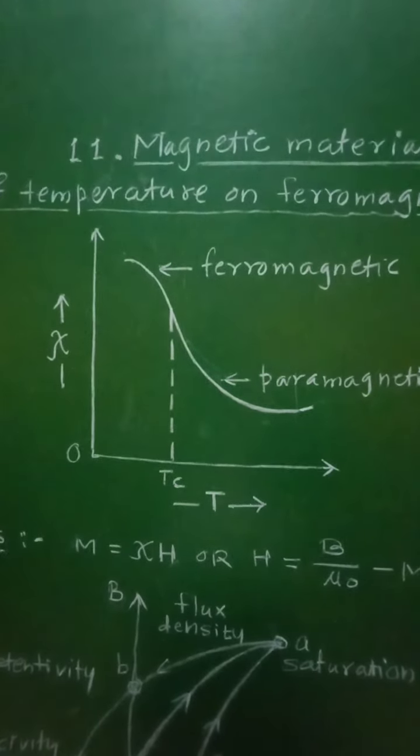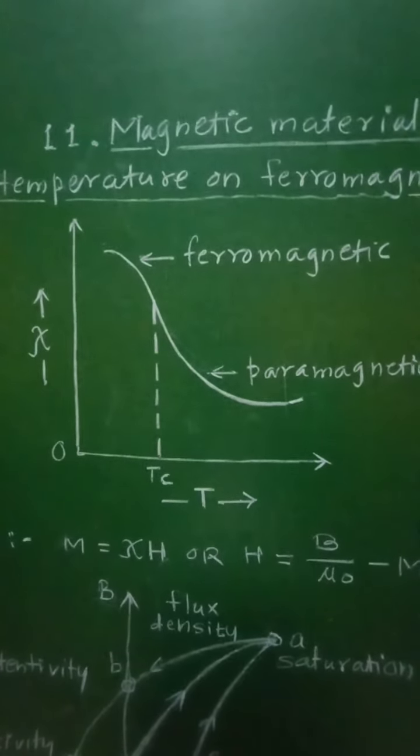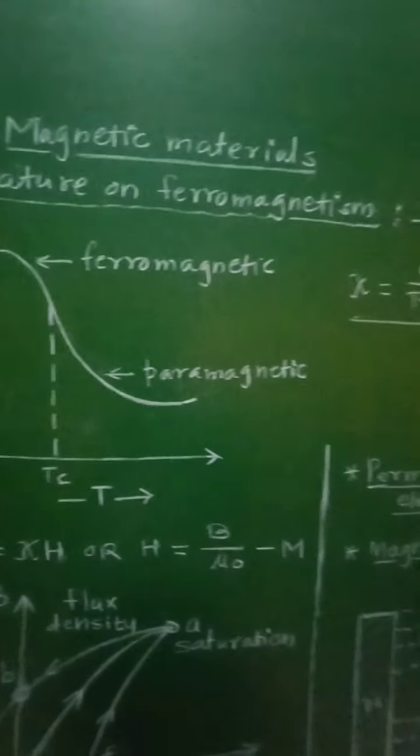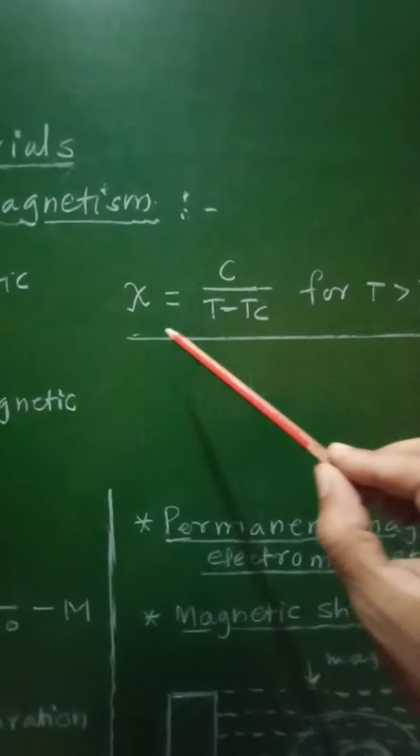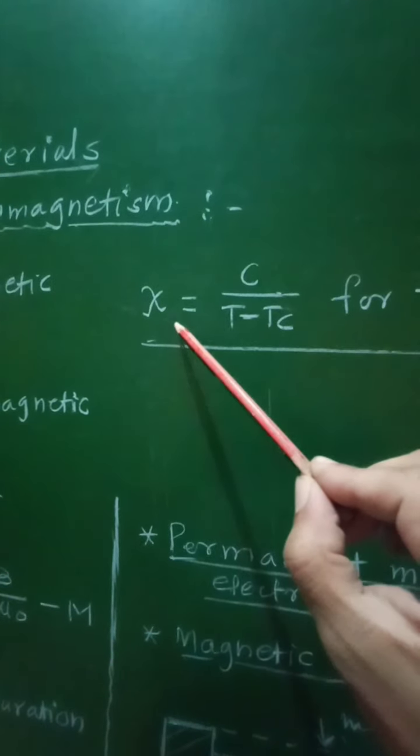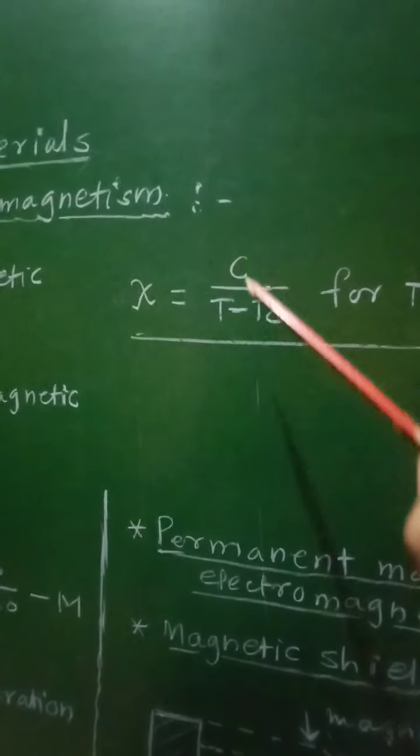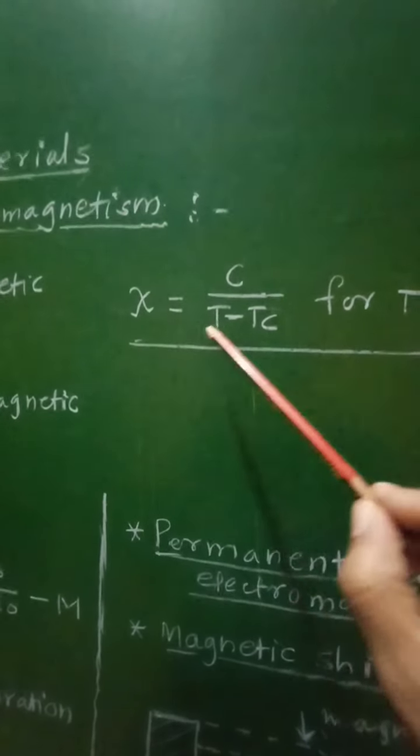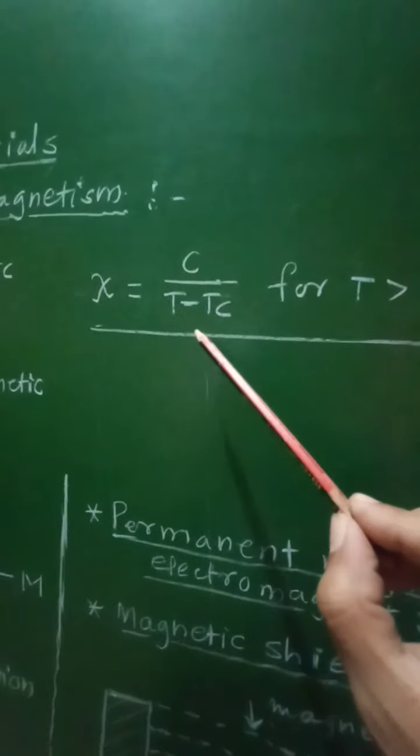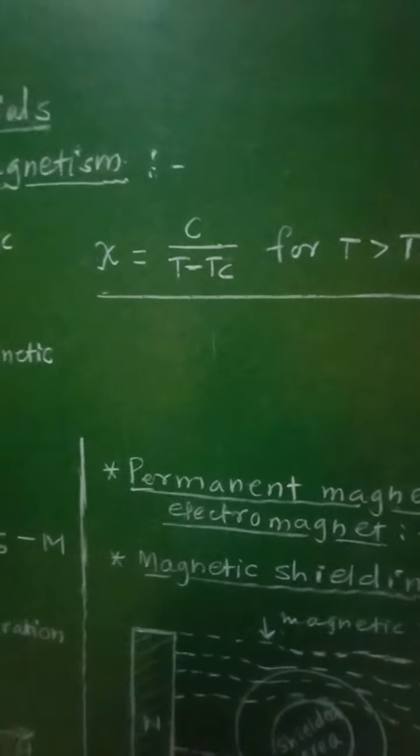Now the relation between the susceptibility of the material when it has acquired the paramagnetic state and the temperature is given by the relation susceptibility χ equal to C upon T minus Tc, where C is a constant and Tc is the Curie temperature. But this relation will be valid for T greater than Tc. The temperature of that material must be greater than the Curie temperature.